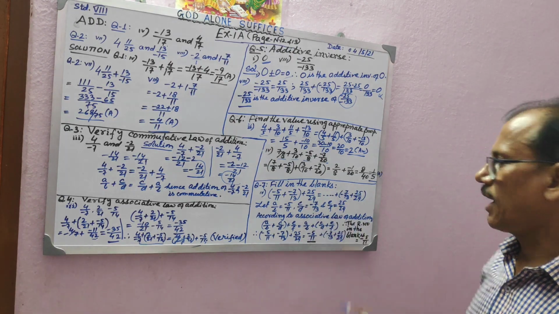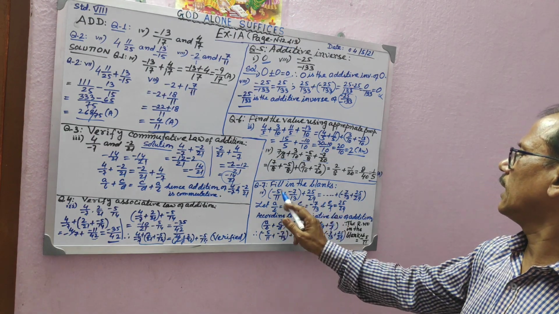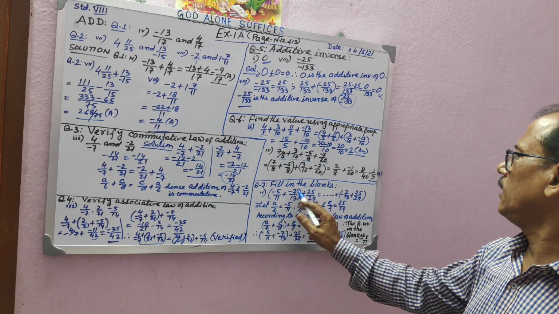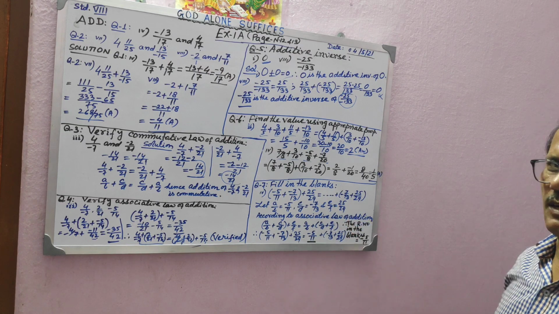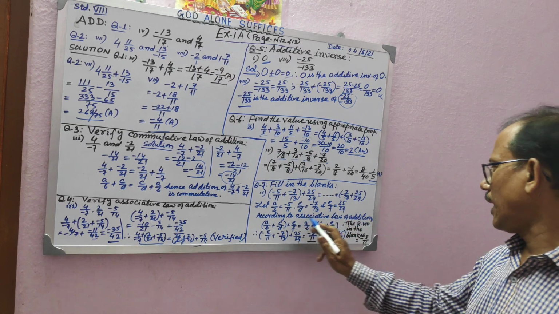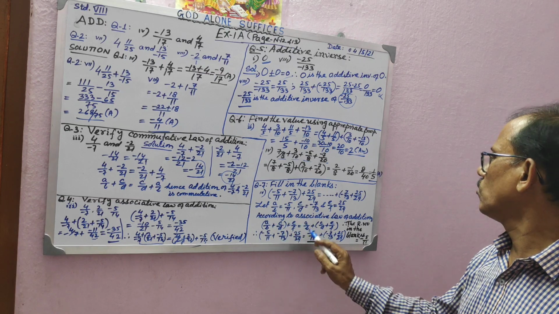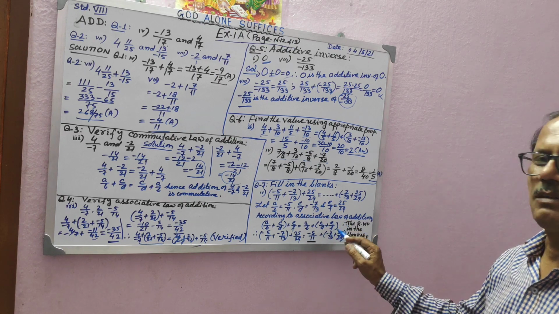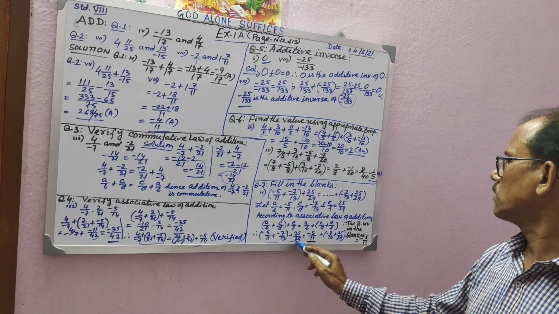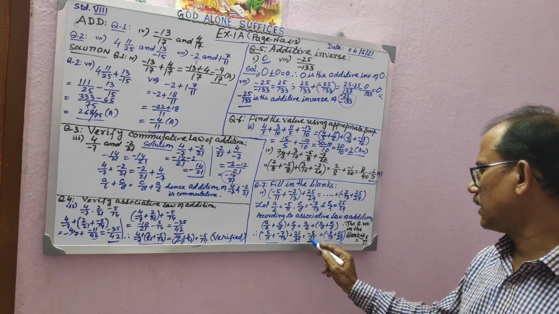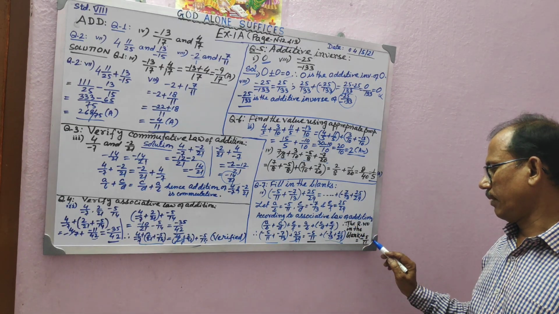Now moving on to filling the blanks, that you need to see. You see, let A by B be equal to minus 5 by 11, C by D equal to minus 7 by 13, and E by F equal to 25 by 29. If it is so, according to the associative law, A by B plus C by D plus E by F will be equal to A by B plus, within brackets, C by D plus E by F. So this two plus this will be equal to this plus these two. Naturally the blank place will be minus 5 by 11. So therefore the rational number in the blank will be minus 5 by 11.